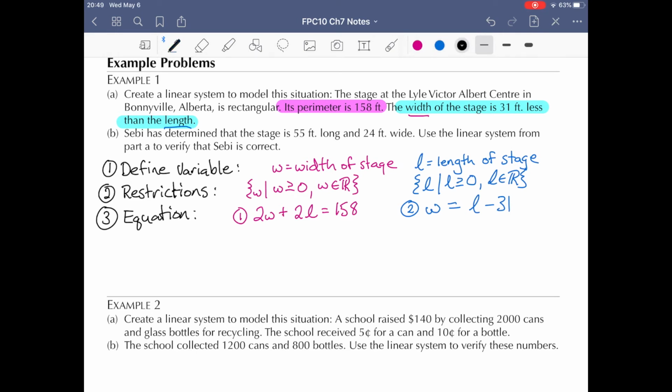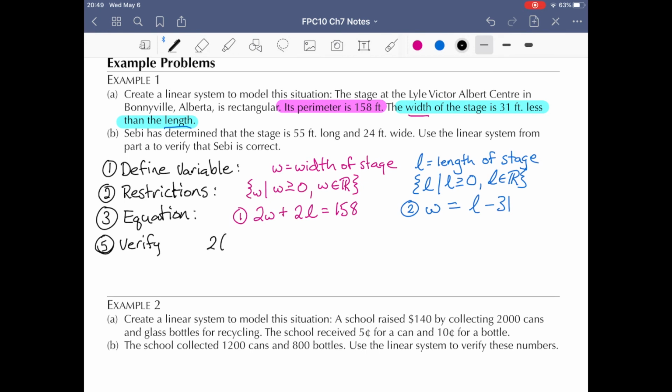We're done part A. Part B. SEBI has determined that the stage is 55 feet long and 24 feet wide. Use the linear system from part A to verify that SEBI is correct. So we're going to verify here. Now verify is actually step 5. Step 4 is solve the linear system, but we don't know how to do that yet. That'll come in the future. But we're going to verify. So let's take a look.